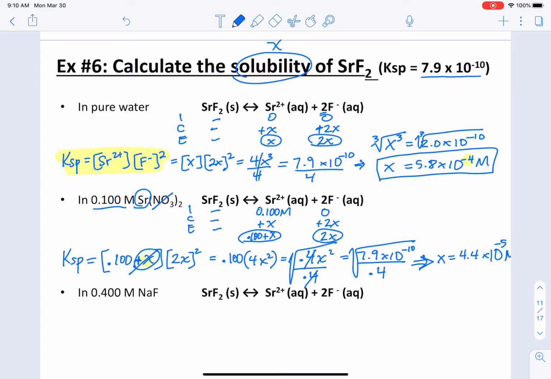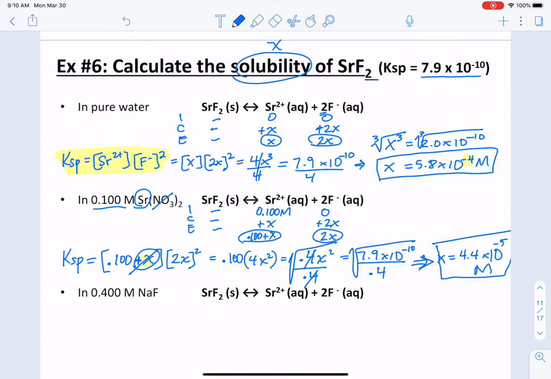So let's think about what we see here. 4.4 times 10 to the negative 5 is our molar solubility in this example. Previously it was 5.8 times 10 to the negative 4, and now it's, whoops, I keep hitting the wrong thing, sorry, guys. Now it's 4.4 times 10 to the negative 5. So why is it lower?